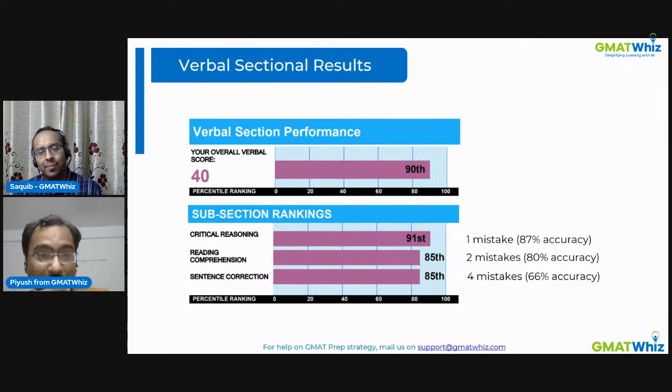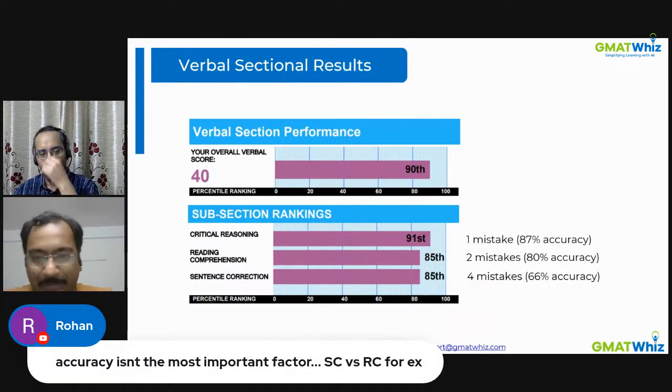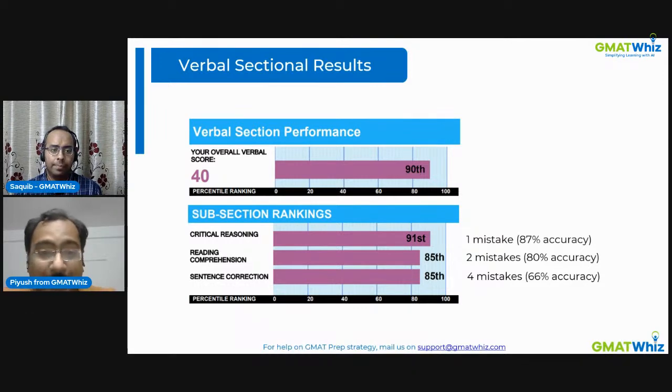I actually see the right answer from Rohan, I would say, and a bit of it from Ishan as well. So Rohan says accuracy isn't the most important factor. SC versus RC, for example, you see the accuracy difference, you see the same percentile. Great. Now this is a difficult inference. I honestly did not expect anyone to come up with this inference.